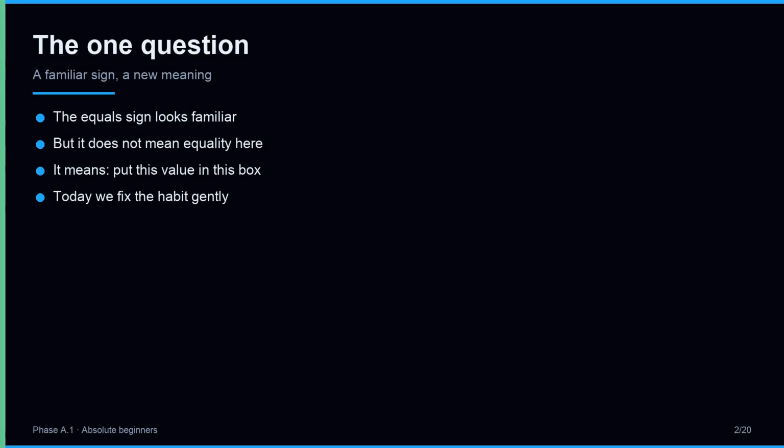In Python, the equals sign is an action, not a statement of equality. It means, take the value on the right, and put it into the box named on the left. That is assignment. It looks like the equals from school mathematics, which is exactly why it trips people up. Today we simply rebuild the habit, so you read the sign as an instruction rather than as a comparison. The rest follows. A familiar sign, a new meaning.